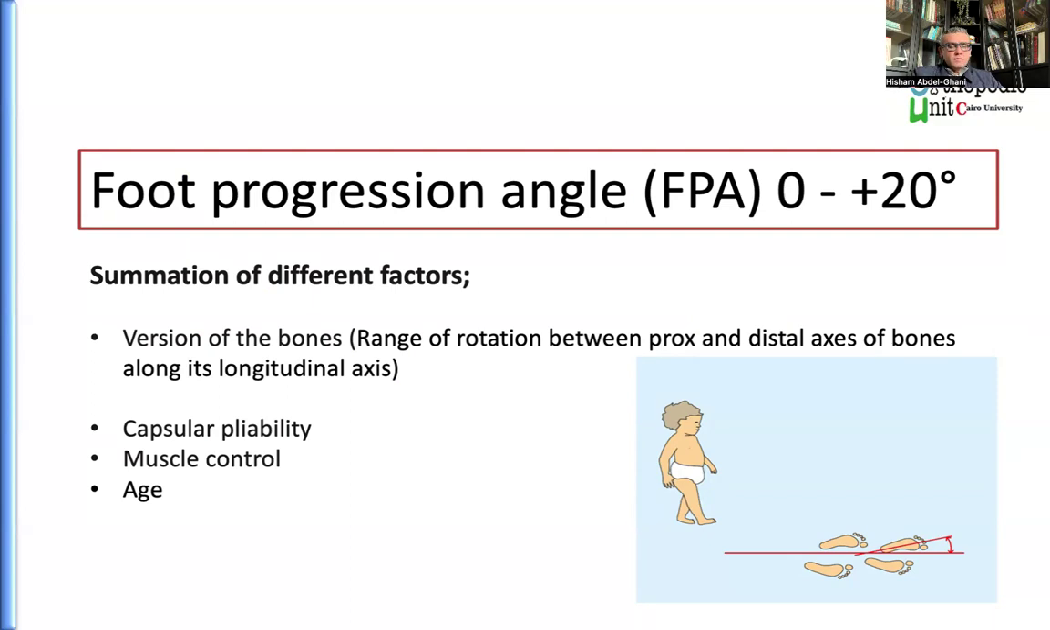And this rotation profile, this foot progression angle, is the summation of version of the bones, rotation of the bones, shape of the foot, capsular pliability of the joint and muscle control, and it is related to the age.